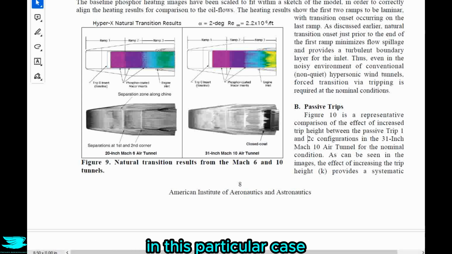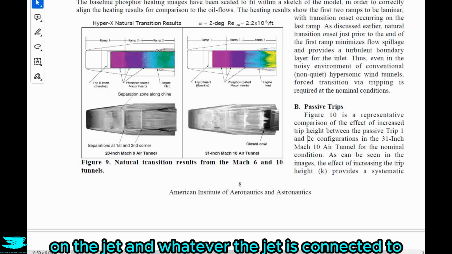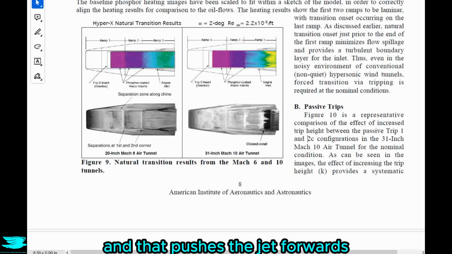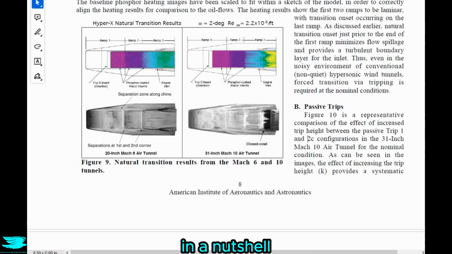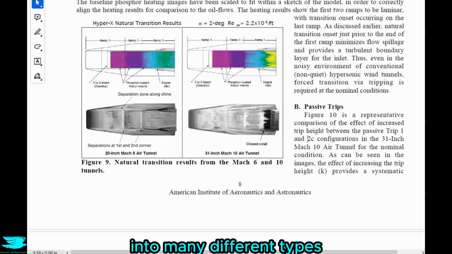In this particular case, the act of throwing flow out of the back means there is a force pushing in the opposite direction on the jet and whatever the jet is connected to, and that pushes the jet forwards. That is what a jet engine is in a nutshell. And from here, you can then decompose the general idea of a jet engine into many different types.